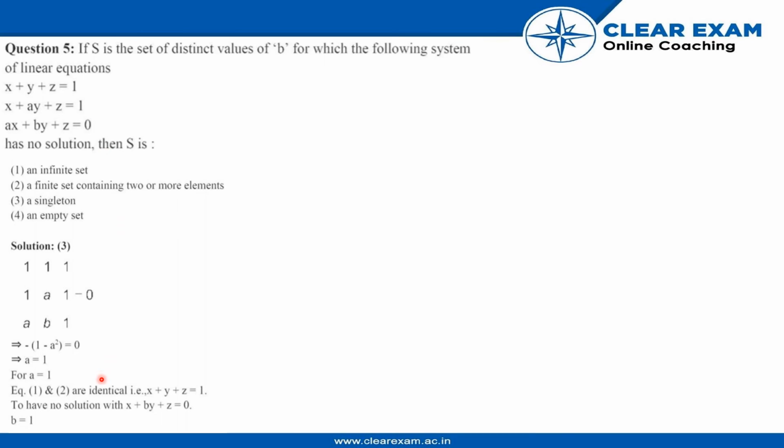Thus, for considering the case of no solution, which means all three equations are identical, it means that b is also equal to 1. Putting a and b equal to 1 in the determinant gives us the value 0, thus a singleton. Option 3 is the correct answer.